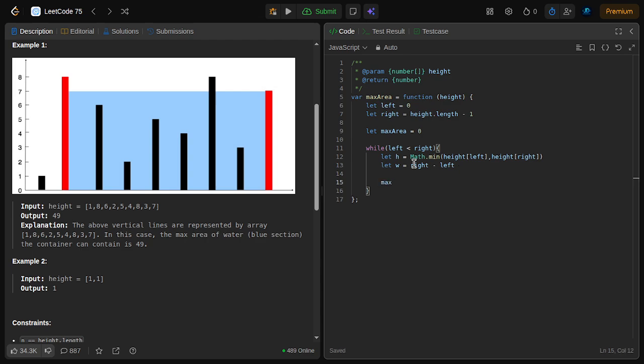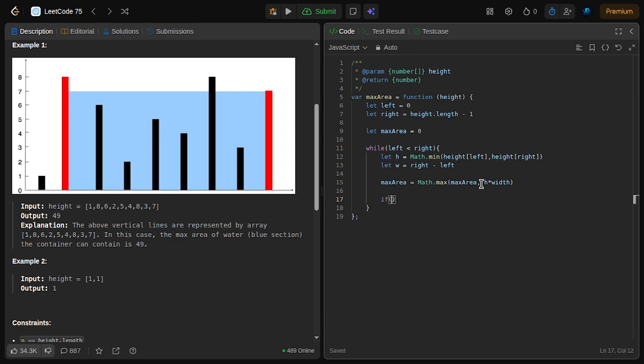And calculate the maximum area, and it is like Math.max, sorry, maximum area, that is the initial value is 0, and calculate here height multiply width, means length multiply breadth. And I just calculate the area here.